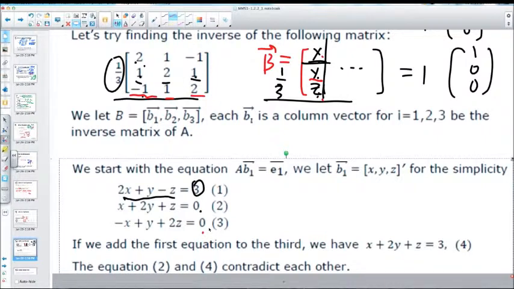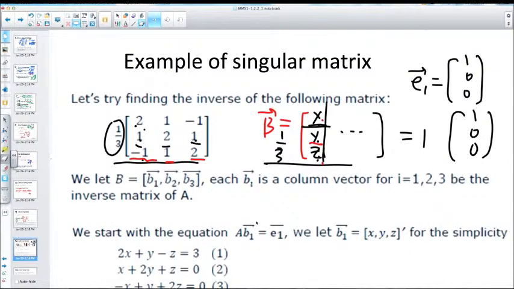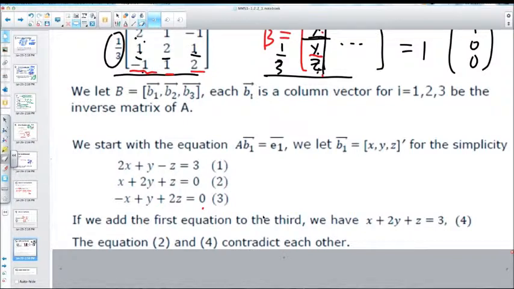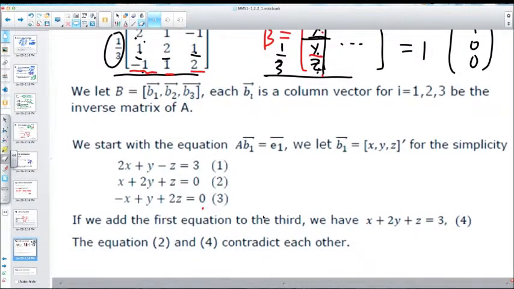Well, we got a very nice 3x3 system of equations. So we're supposed to solve that. Let's see what we can do. That's a repeat of the procedure of using the definition to find the inverse. If I add the first to the third, what do I get?